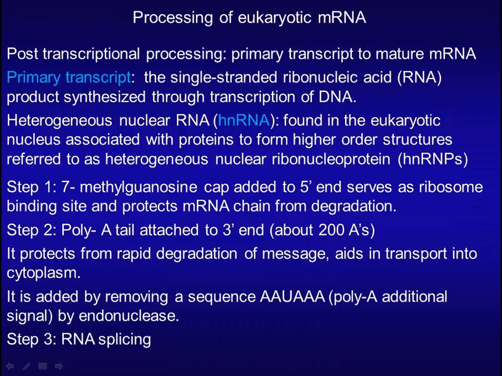Here, I need to introduce you to two terms: primary transcript and heterogeneous nuclear RNA, or hnRNA. Primary transcript is the single-strand RNA product synthesized through transcription of DNA. Heterogeneous nuclear RNA is found in the eukaryotic nucleus associated with proteins to form higher-order structures. Not all primary transcripts are heterogeneous nuclear RNA, but those that need to be processed are heterogeneous nuclear RNA.